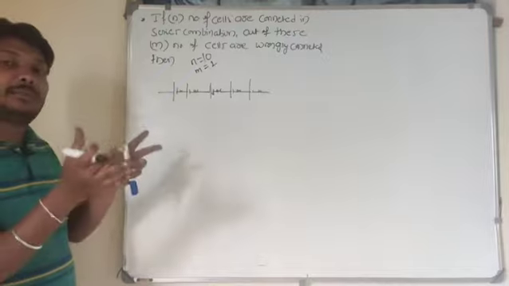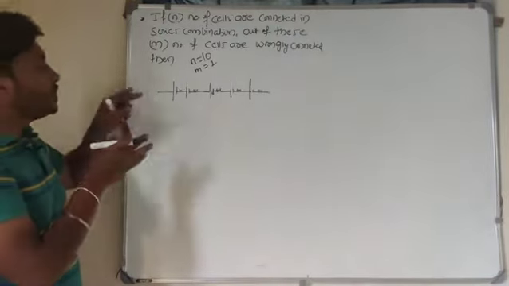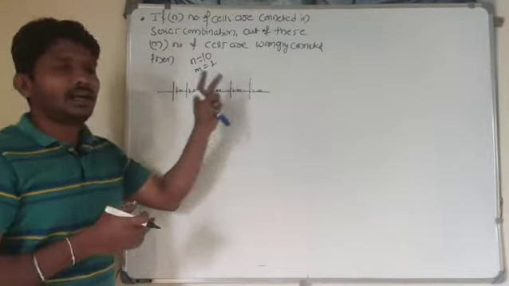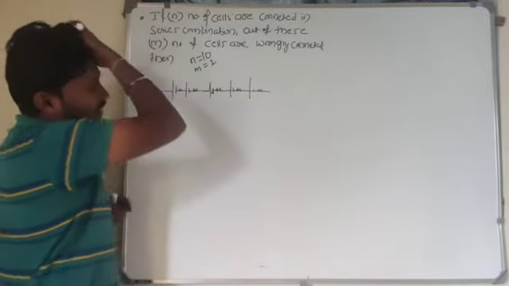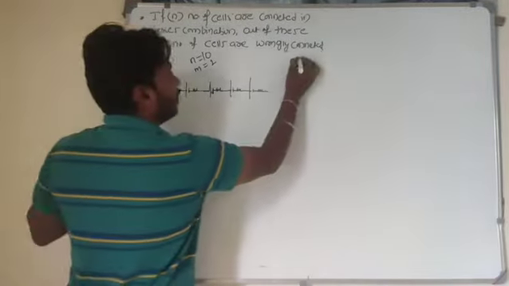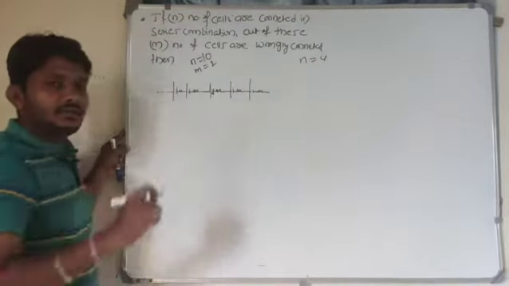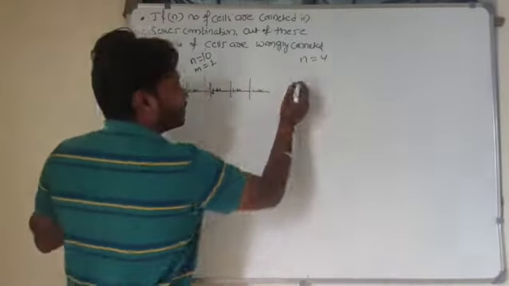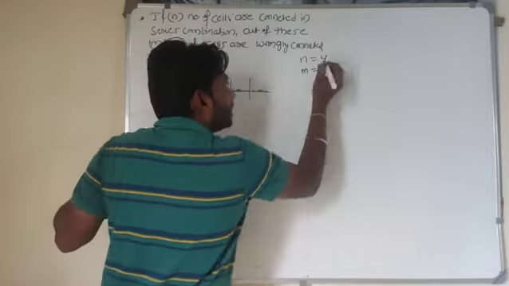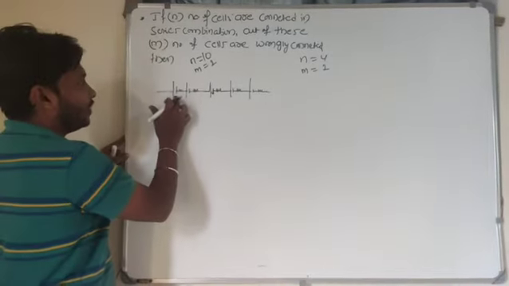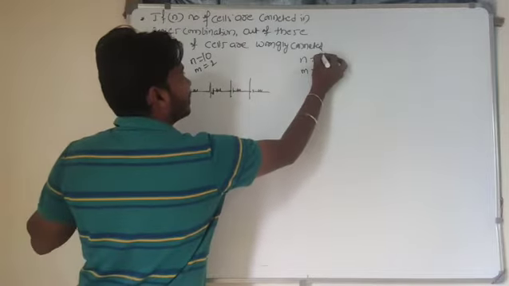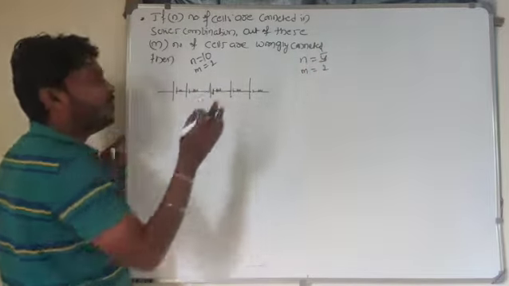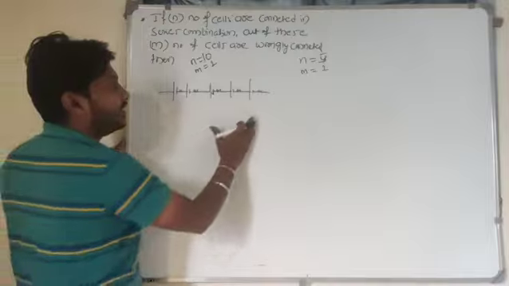So if I make 2 cells in wrong connection, now I have to find out what is the equivalent EMF in this case. For example, 1, 2, 3, 4. So here 4 cells are present. So how many cells are there? Here 4 cells are there. Out of 4 cells, 1 cell I will make in wrong connection. So look at here, 1, 2, 3, 4, 5. So for example, 5 cells I can take here. Out of 5 cells, 1 cell I connected in wrong connection.